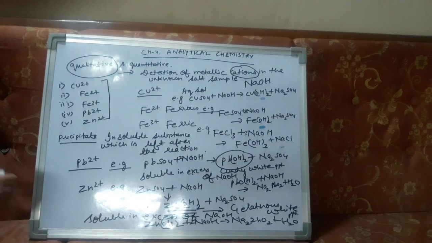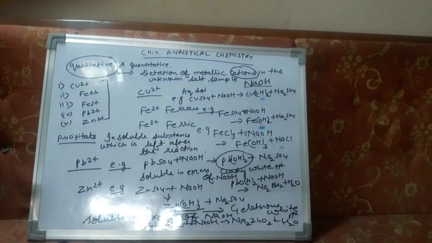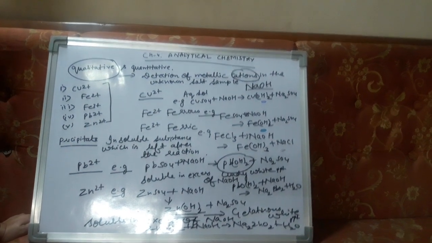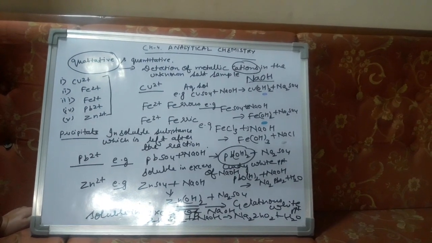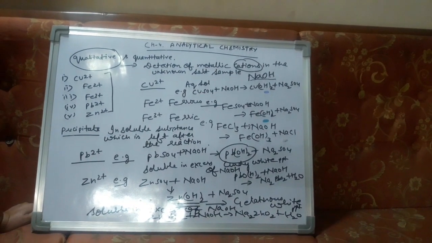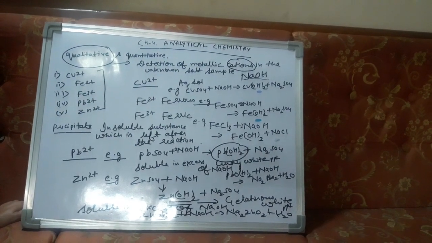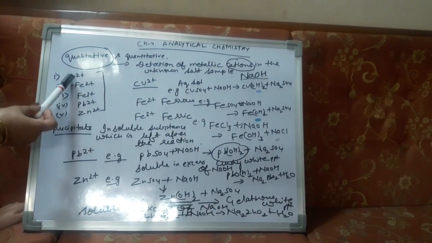The reagent which we use here is sodium hydroxide solution. We can also use KOH, that is caustic potash, or potassium hydroxide, or ammonium hydroxide. But ammonium hydroxide we will discuss in the next lecture. In this lecture, we will discuss only how, by using sodium hydroxide, we can find out these metallic cations. So let's start with the copper cation.